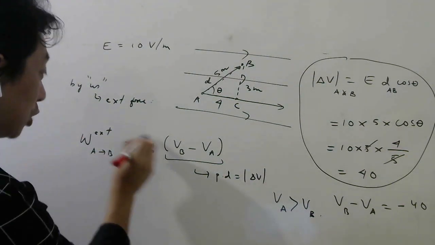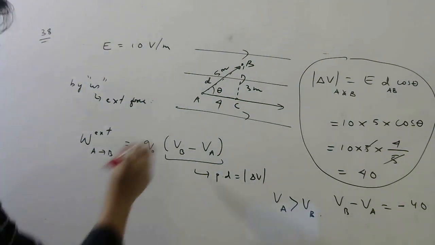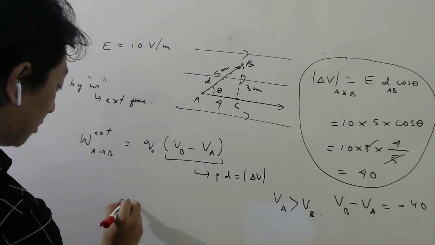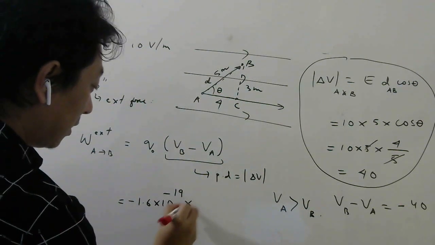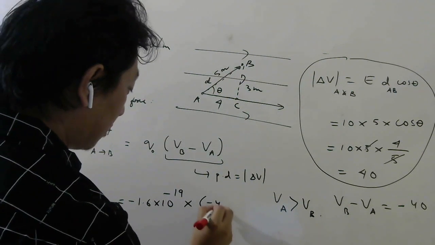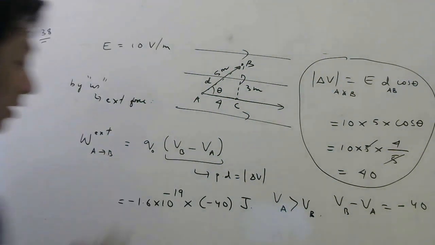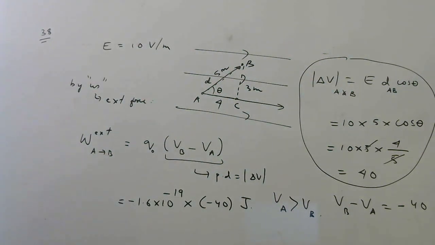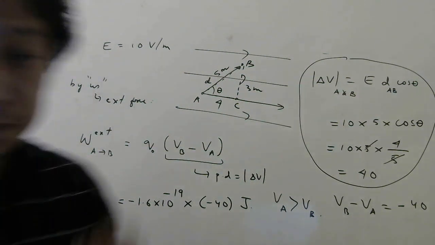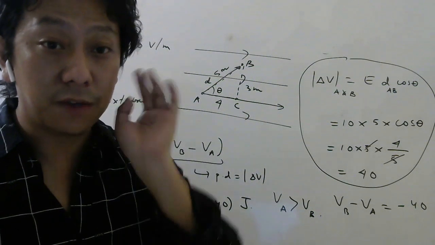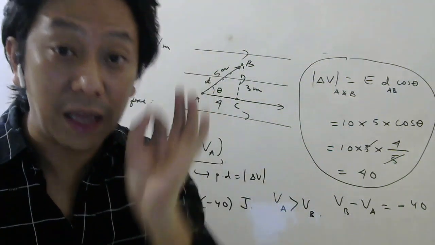Now the charge which we are moving is electron. So since electron we are moving, what will be the charge? Minus 1.6 into 10 power minus 19 coulomb into difference is how much? Minus 40. That will be the answer in joules. So how have they given the option? Let me check. The options are not in terms of joules. The options are in terms of electron volt.